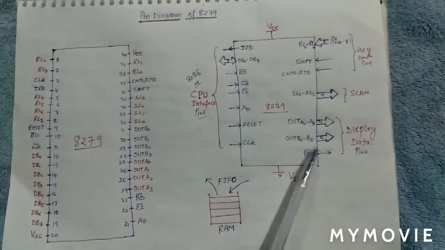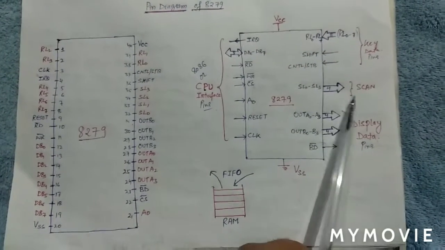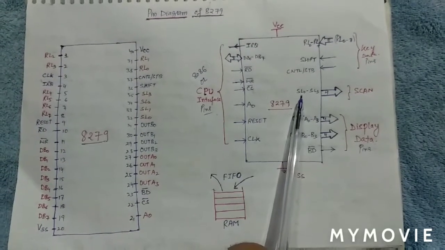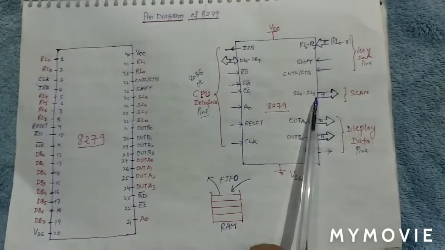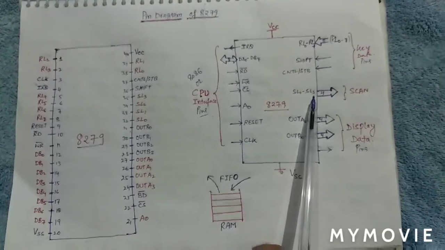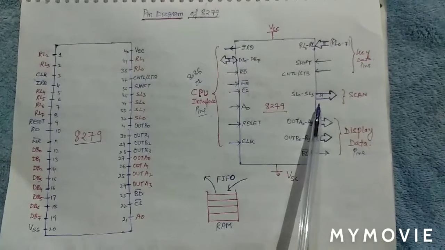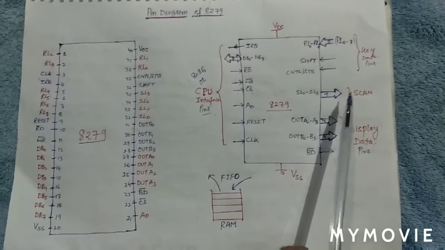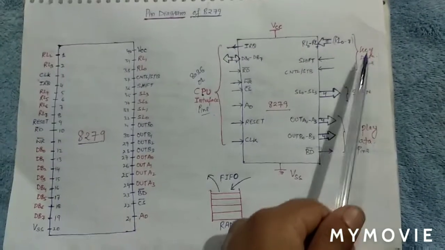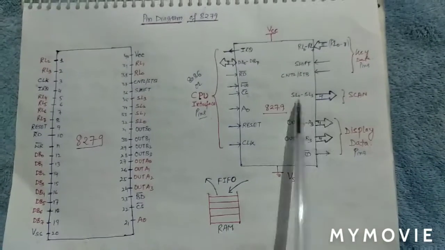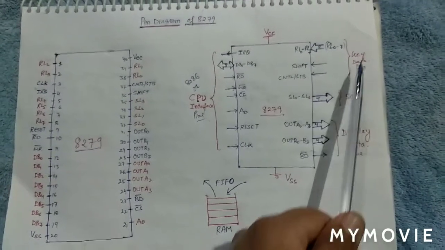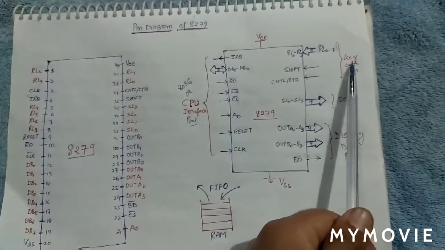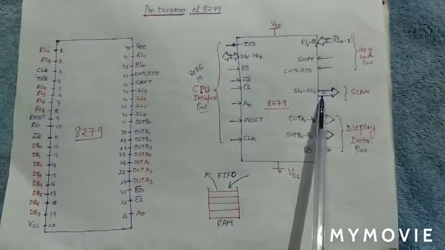Now we will move to another section of pins. The next section is the scan lines from 0 to 3, that is SL0 to SL3. These scan lines are a 4-bit bus, used to scan the data from the keyboard when any key is pressed. These 4 scan lines are connected with the keyboard switches. When we press any key, that switch is closed, and that switch's connection is with these scan lines.